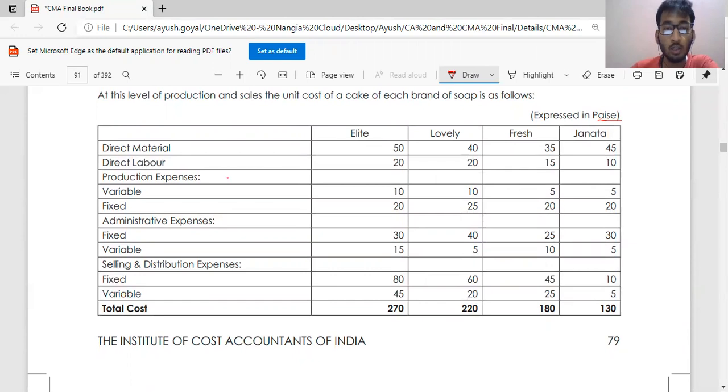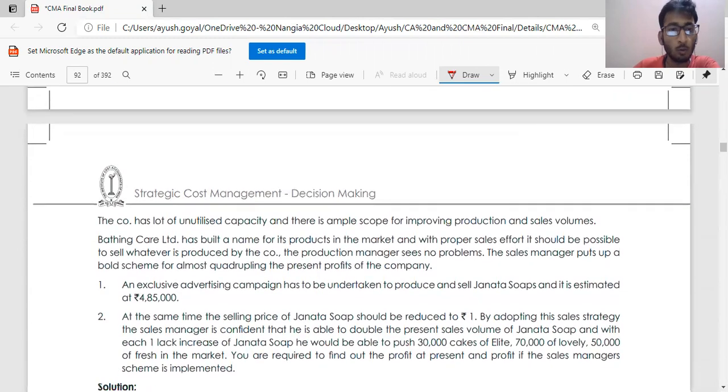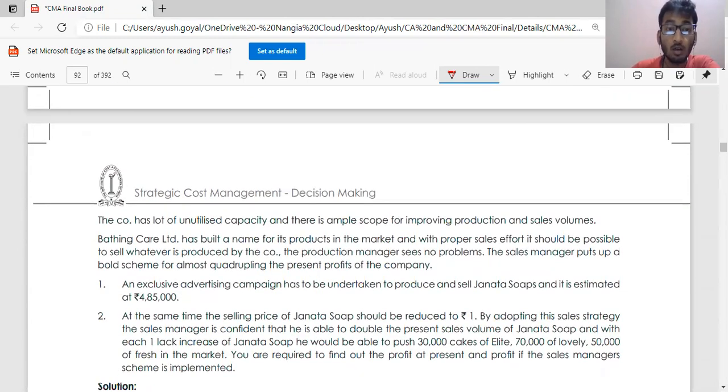Labor cost is given. Production cost in variable and fixed, administrative cost in variable and fixed, selling cost in variable and fixed is given to us. The company has a lot of unutilized capacity and there is ample scope of improving production and sale volume. Bathing Care Limited has built a name for its products in the market and with proper sales effort, it should be possible to sell whatever is produced by the company. So basically the sales strategy for the company is not good as per the question.